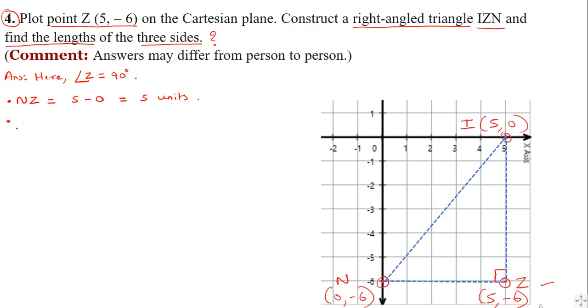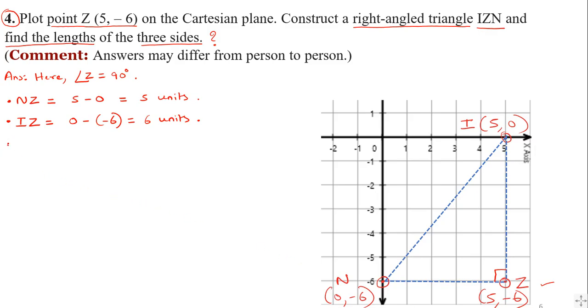Now similarly, we will find the side IZ first. So for IZ, the x-coordinate is 5 and 5 is the same. So 0 and minus 6 we have to take. So 0 minus minus 6, so minus minus plus, so 0 plus 6 is 6. So this is 6 units.